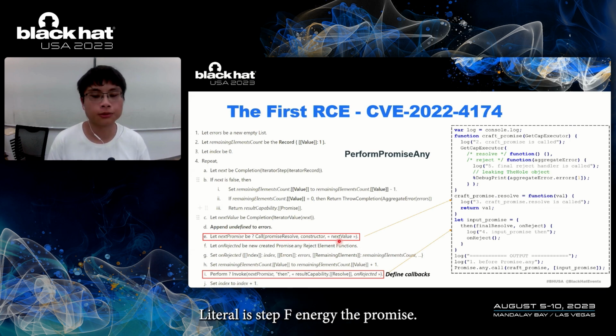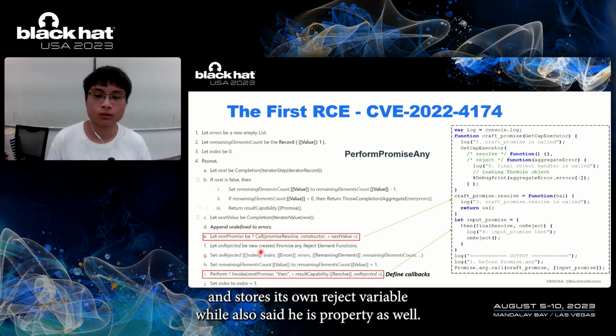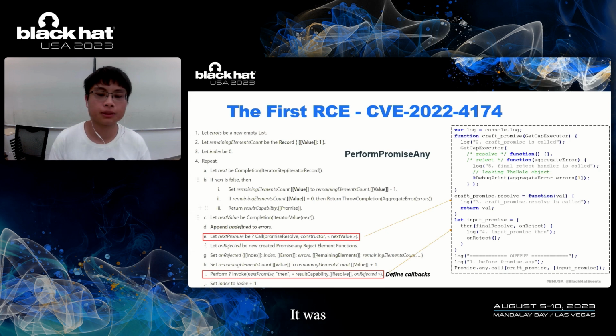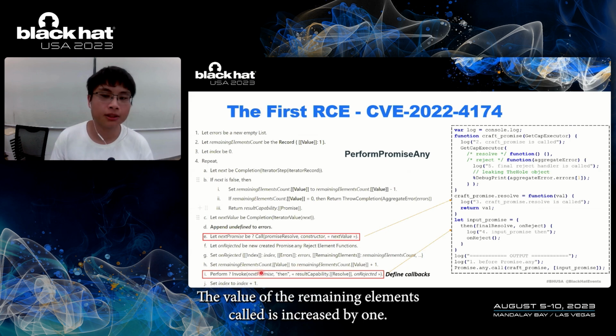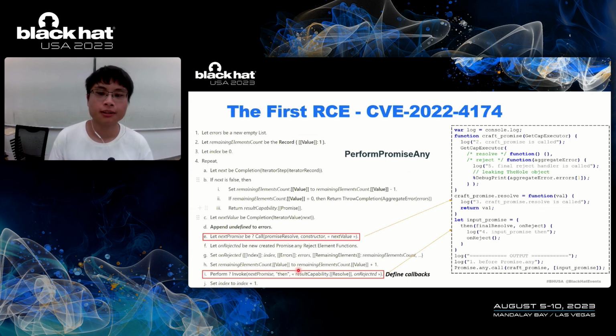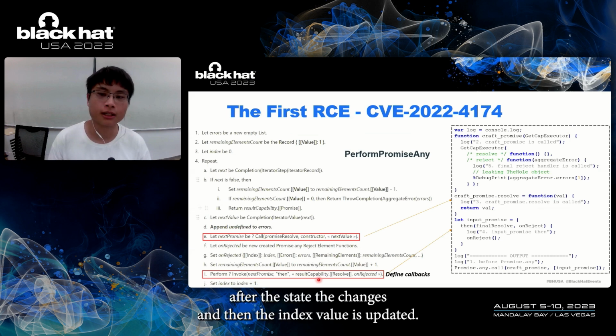number or string literal. In steps F and G, the Promise.any function dynamically creates a built-in reject element function and stores it in the onRejected variable, while also setting some property values. In step H, since the Promise.any function has successfully obtained the next input promise object, the value of the remainingElementsCount is increased by 1. Finally, in steps I and J, the then function is called on the input promise, setting the callback functions that need to be called after its state changes, and the index value is updated.